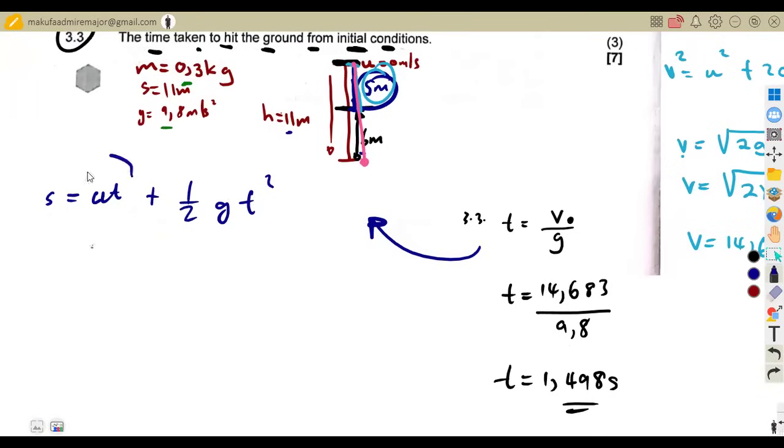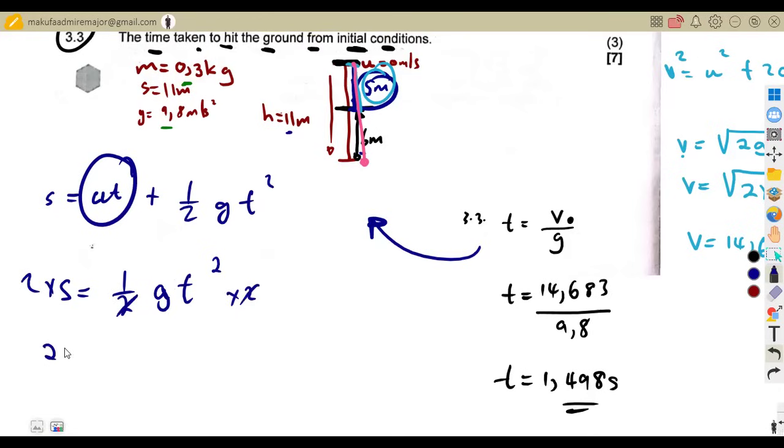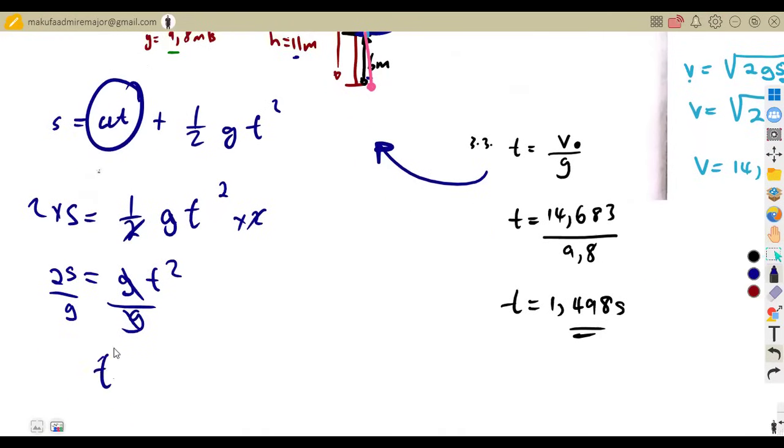And I said at initial conditions, U is equal to 0. So that means we are left with S is equal to what? Half of GT squared. This is the only part that is remaining. And as we need to calculate the time, we cross multiply, multiply by 2 to cancel the half, half of 2 is 1. So that's 2S is equal to GT squared. Divide by G, divide by G. That means T squared is equal to this value. So just leave it like that.